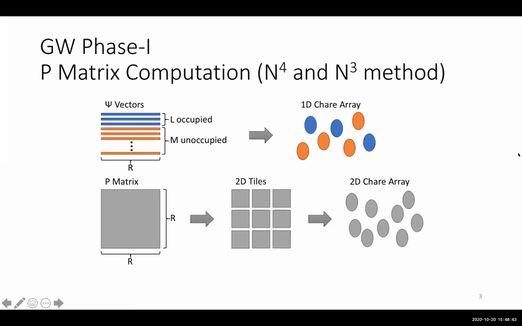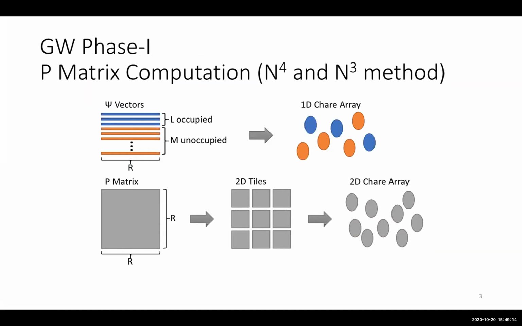We start with the Charm++ implementation for P-matrix computation. Both the N-power 4 and N-cube methods have a similar layout of the chare arrays. We have the state vectors, which consist of both the occupied and the unoccupied state vectors, which are 1D chare arrays. And then we have the P-matrix, which is a 2D decomposed chare array, and the data is also 2D decomposed into tiles.